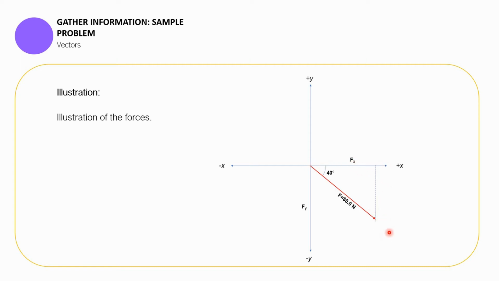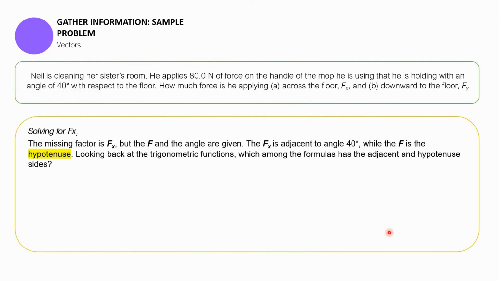Okay, so for the solution, we need to look for f of x, and the force and the angle are given. Yung force at saka yung angle given sila. Yung f of x is adjacent to angle 40 while the f is the hypotenuse. So yung hypotenuse and the adjacent side are involved. Okay, so the trigonometric function we'll be using will be cosine.